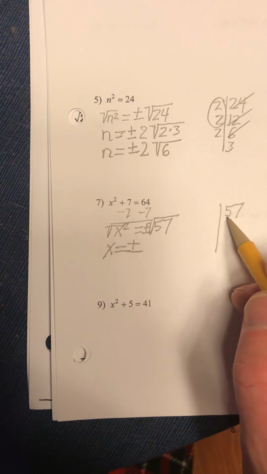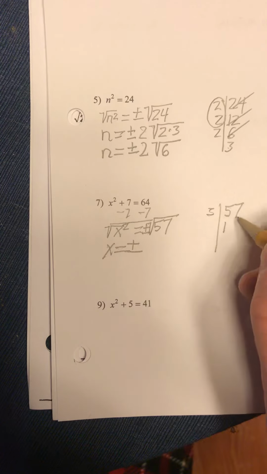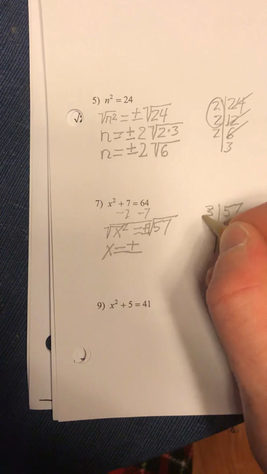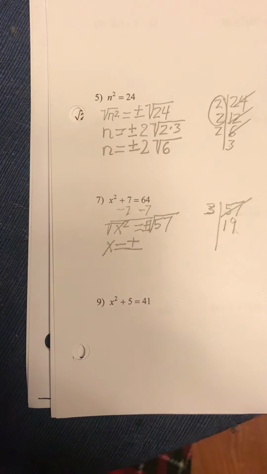Would 57 divide by 3? 3 will go into 5 one time, and then into 27 nine times. So I've got a prime number, 19. I can go no further because 19 is prime.